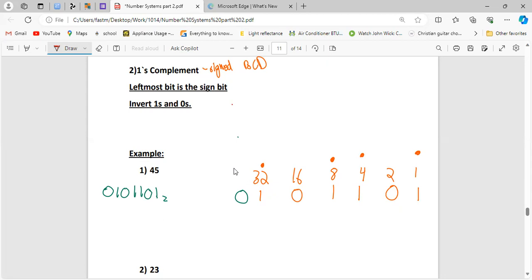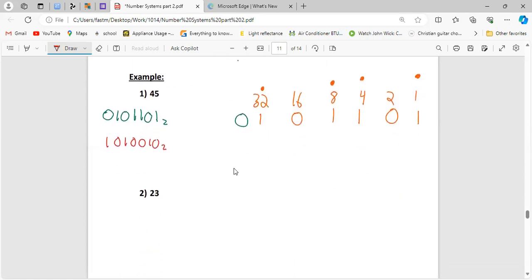I think computers work in something called 2's complement as well as 1's, but sign magnitude is like the basis of everything. So the ones complement of this, you just invert the ones and the zeros. That's literally what it is. So it becomes 1, 0, 1, 0, 0, 1, 0. And that is the ones complement. You just invert the ones and the zeros. That's all it is.